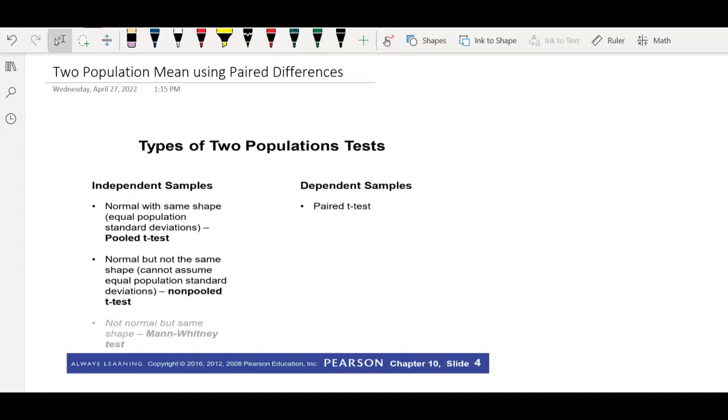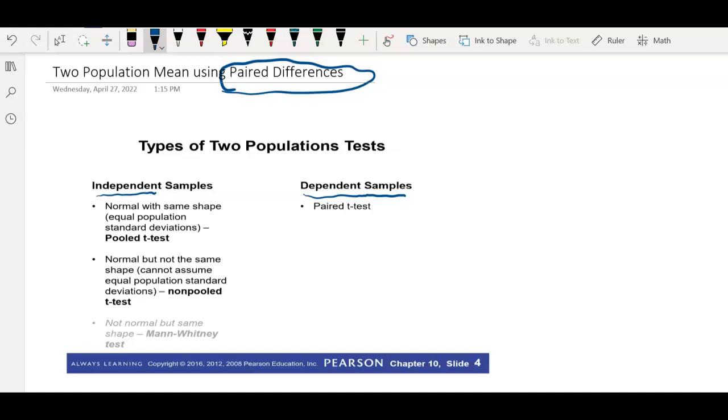In today's video, we're going to end our lessons on two population means, but today we're going to look at using the paired differences. Recall from the beginning of chapter 10, I talked about when we're dealing with two population means, we have either independent samples or dependent samples. So far, we've worked with just independent samples, where we looked at a pooled t-test or a non-pooled t-test.